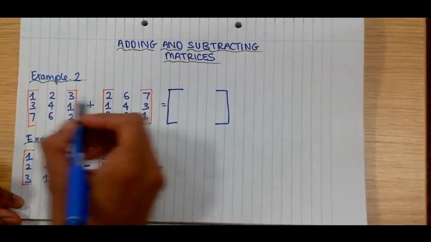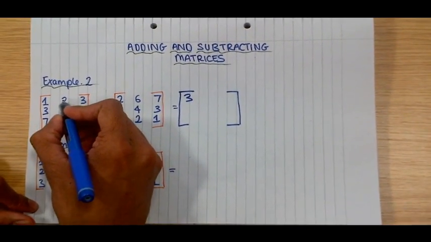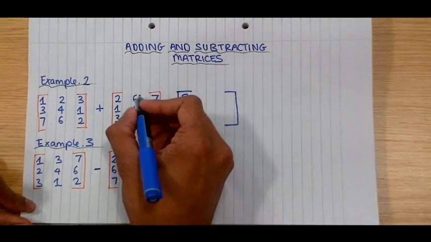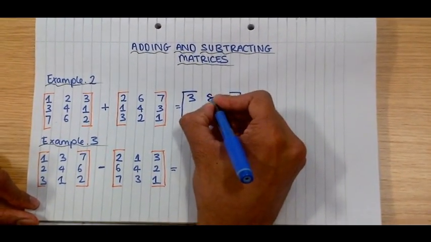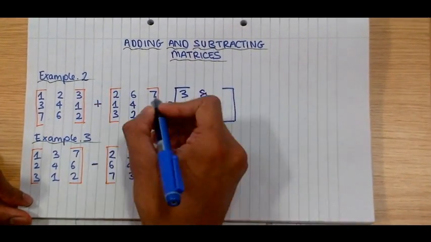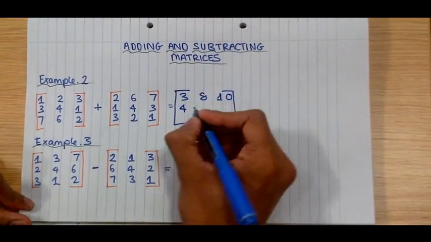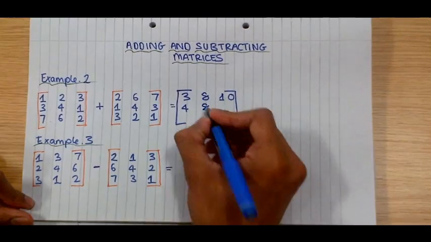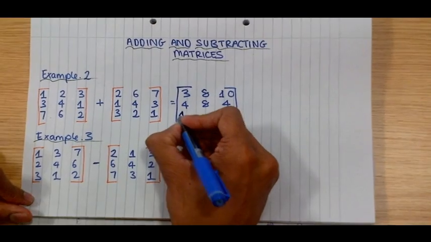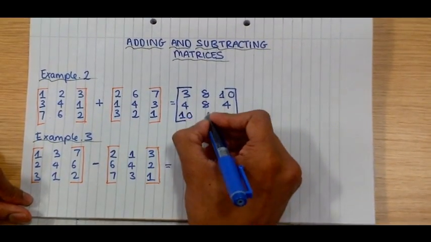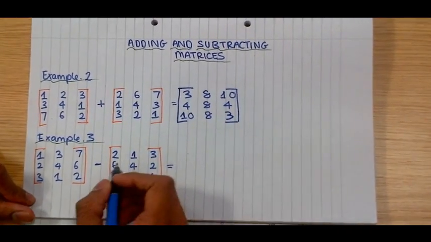So first we do 1 plus 2, which is 3, and then we do the second element in the first matrix plus the second element in the second matrix. So that is 8, and then so on. So we will do 3 plus 7, which is 10, 3 plus 1, which is 4, 4 plus 4, which is 8, 1 plus 3, which is 4, 7 plus 3, which is 10, 6 plus 2, which is 8, and 2 plus 1, which is 3. And that is our final answer.